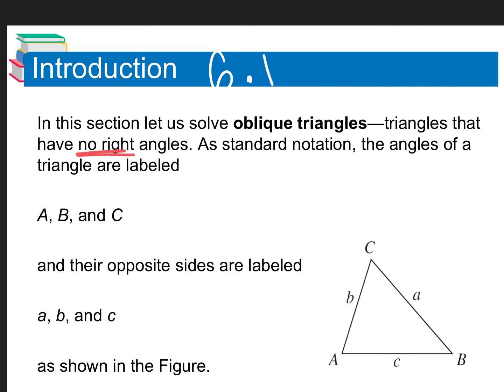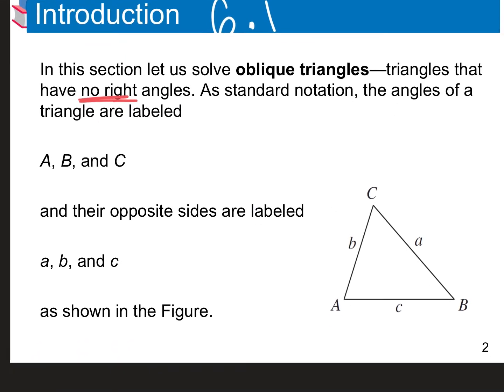A lot of people in the last class asked, why can't I just do Pythagorean theorem? Because Pythagorean theorem only works if you have a right triangle. So we're dealing with triangles that have no right angles.